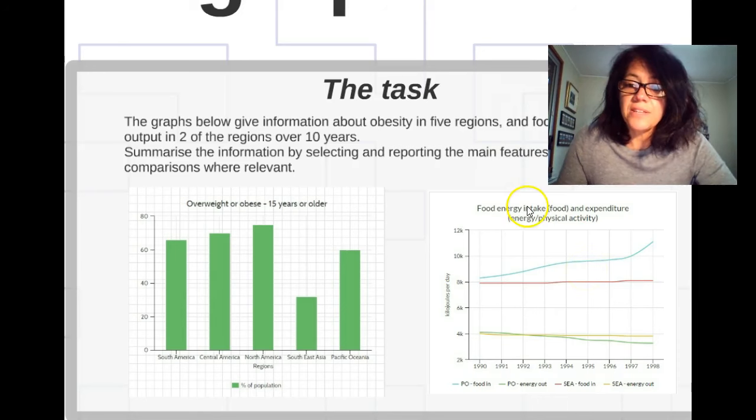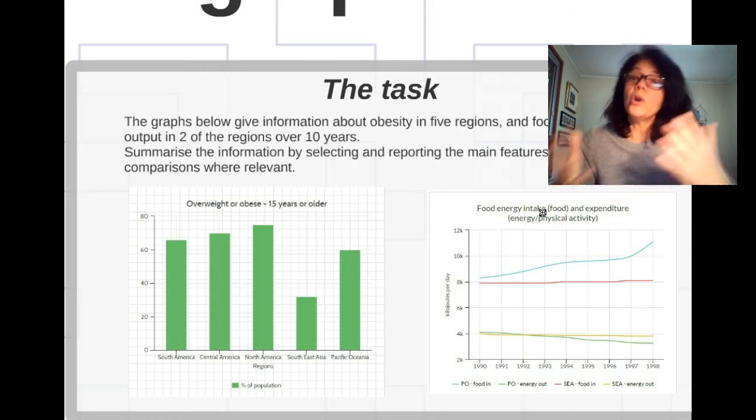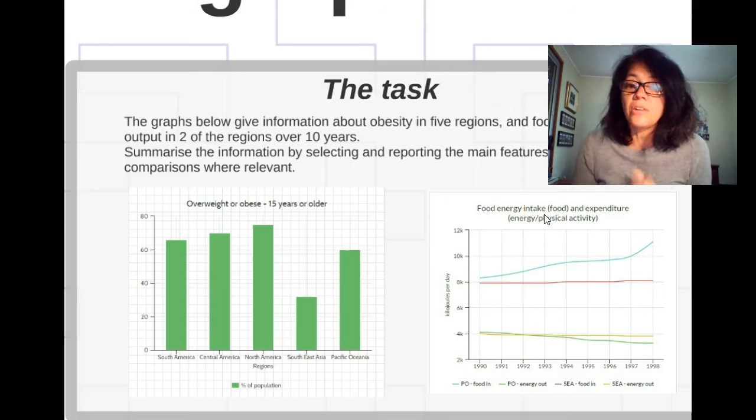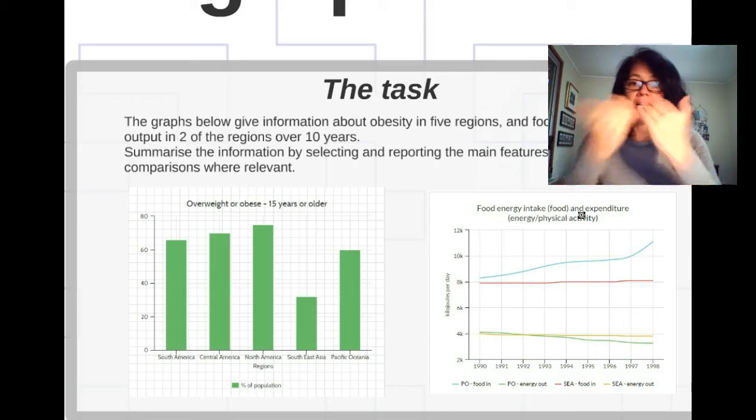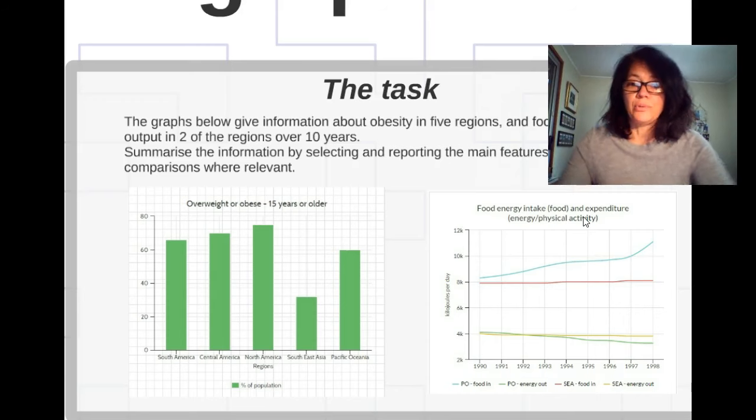The line graph is about energy intake or calorie intake, and output, intake and output, expenditure, which might be in the form of exercise or physical activity. Now you have to do this very quickly, this little analysis.